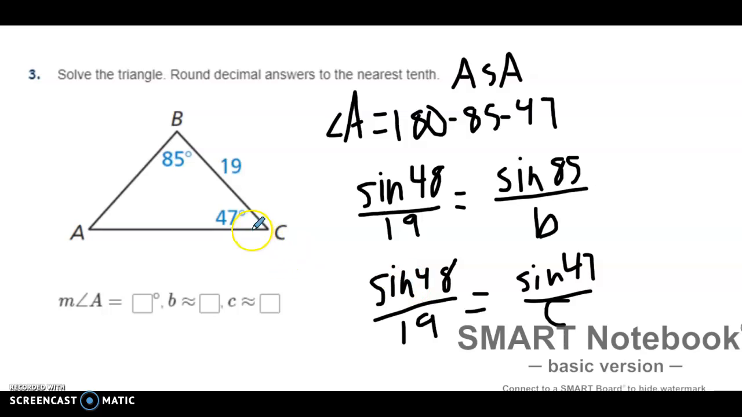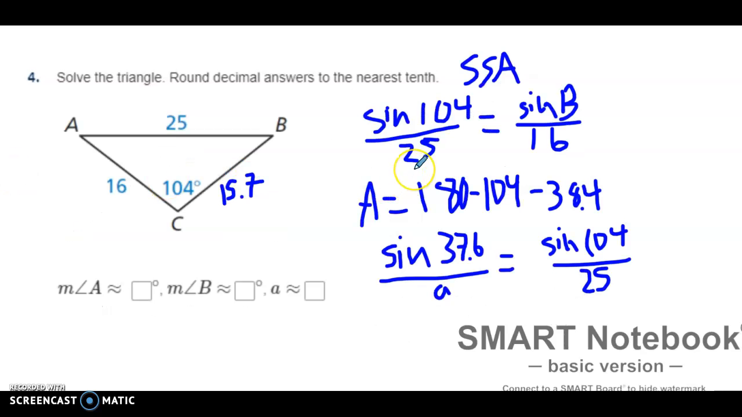Then you're going to have to find side C. So I'm just going to use that same ratio, sine of 48 over 19, only this time I use angle C, sine of 47 divided by C. So 19 times sine of 47, find an answer, divide that by sine of 48, and you get side C as being about 18.7.